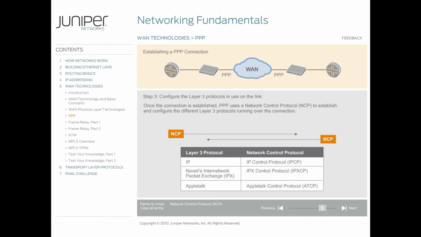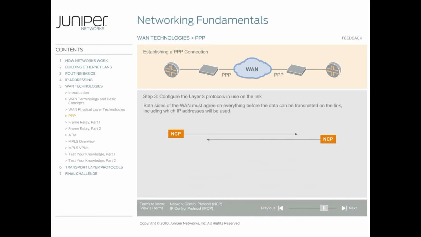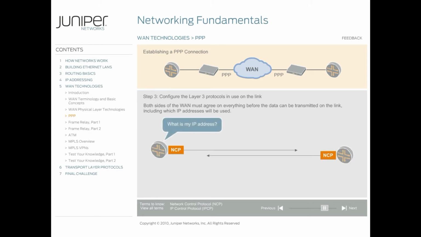For example, devices in an IP-based network use the IP Control Protocol, or IPCP, to configure, enable, and disable the IP protocol on both ends of the point-to-point link. IPX uses IPX Control Protocol, or IPXCP, and AppleTalk uses AppleTalk Control Protocol, or ATCP. As we just saw when establishing a connection, both sides of the WAN must agree on everything before the data can be transmitted on the link, including which IP addresses will be used. This process is very different than with LANs.